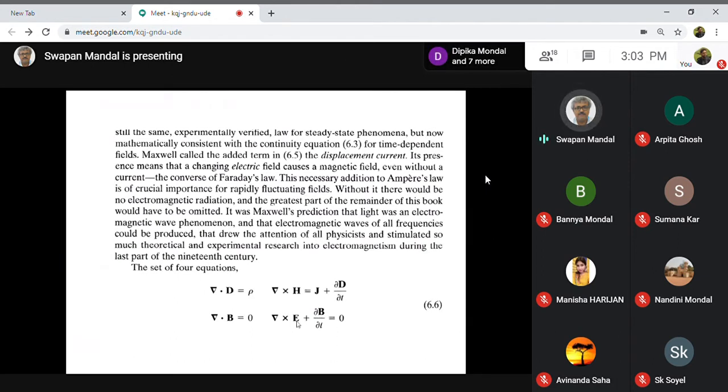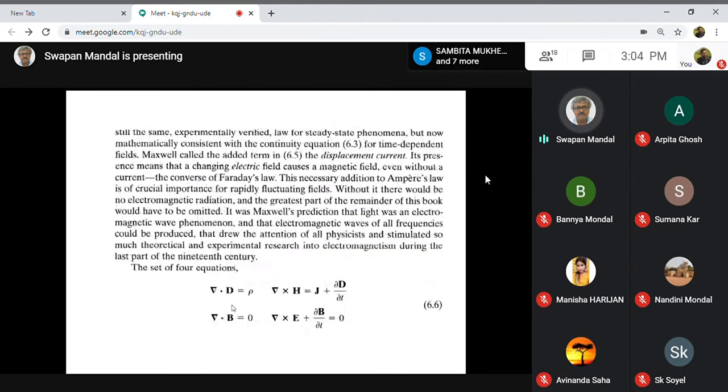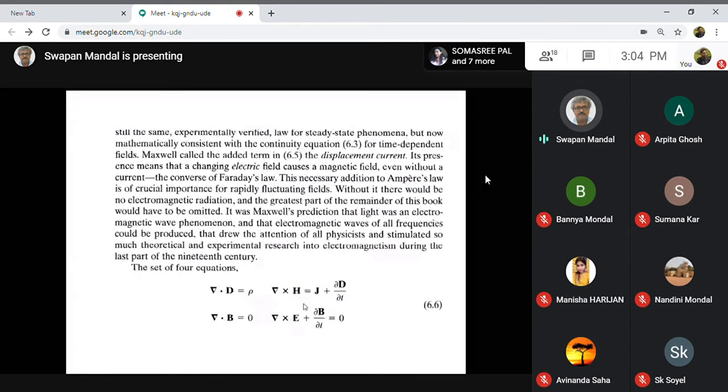So these four equations we have to solve first. In order to go for the solution, let us have some knowledge. Let me start with these two equations. These are the homogeneous equations. Altogether we have four equations.